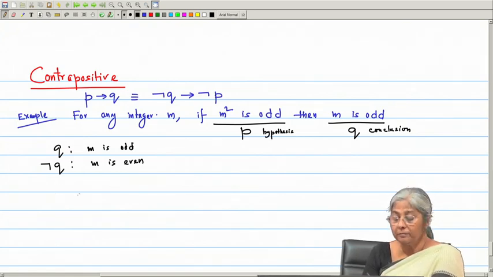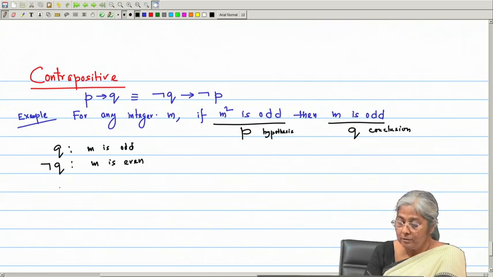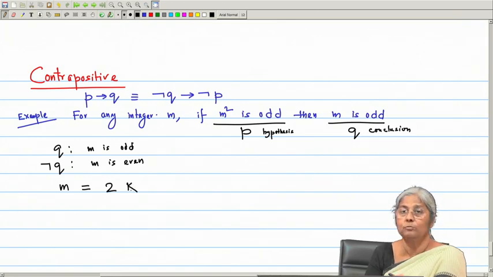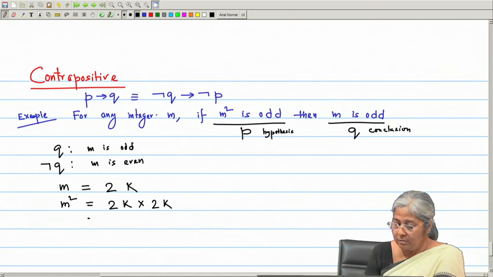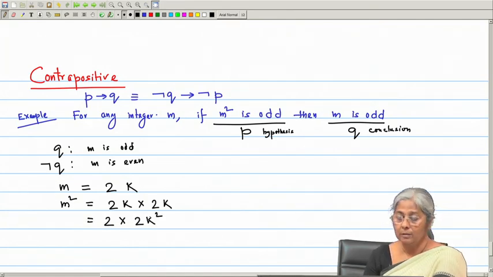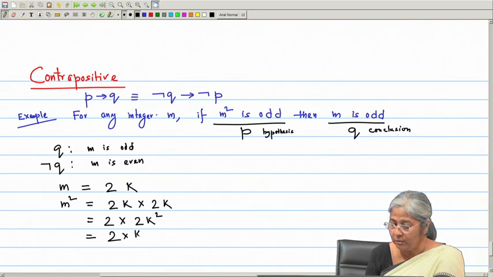Now, we know the definition of an even number. So, m is even, we can write as 2k. So, what is m square? It is 2k into 2k, equal to 2 into 2k square. So, again this is an even number, since 2 into 2k square we can write as 2 into k1. So, that is an even number.